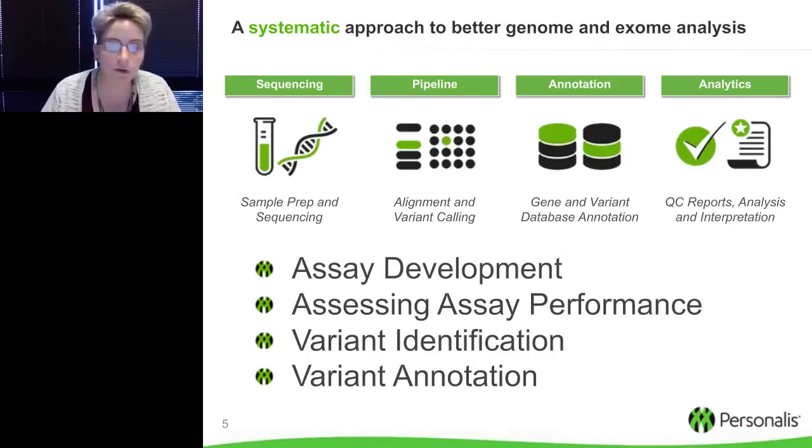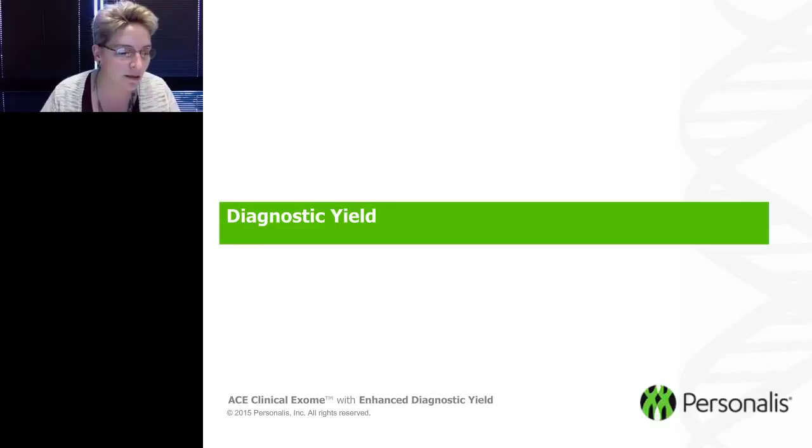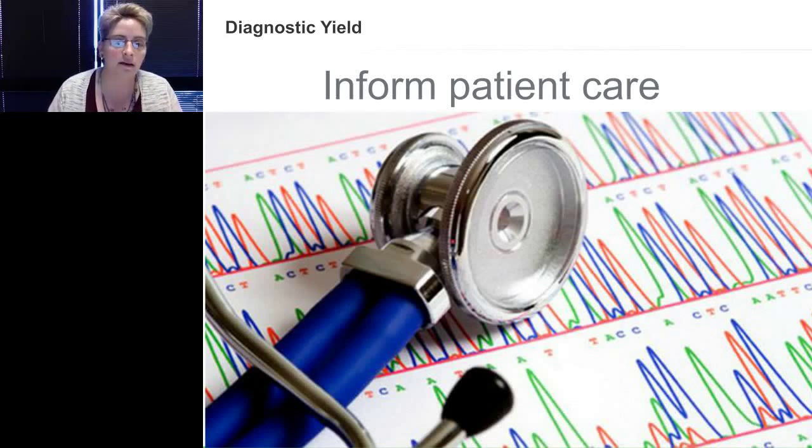But before we actually start talking about these four areas, I'd like to take a step back and explain what we mean by diagnostic yield, because it's a little bit different thinking about this in a clinical setting versus a research setting. When we think about diagnostic yield, what we're really thinking about is what variants can we return to an ordering physician to help them inform patient care? So this is not just an interesting variant that we might find that looks like it could be causative or looks like it may be involved in disease. We really think there has to be very strong evidence to support this case.